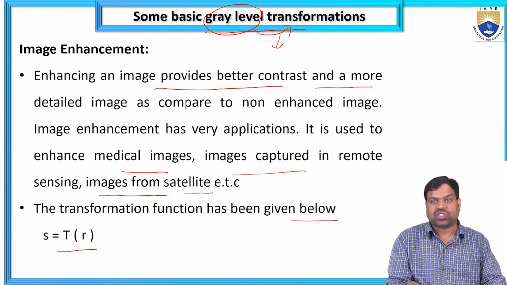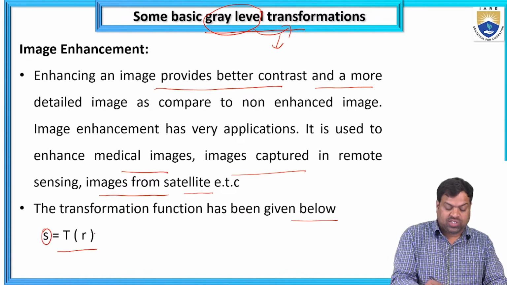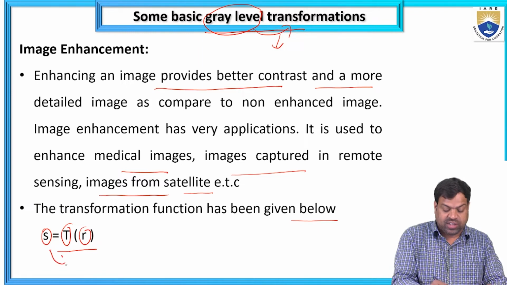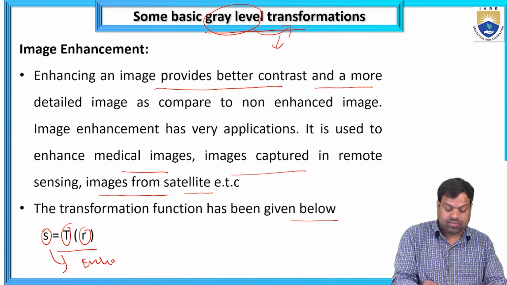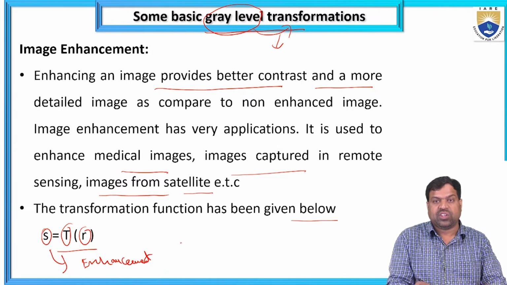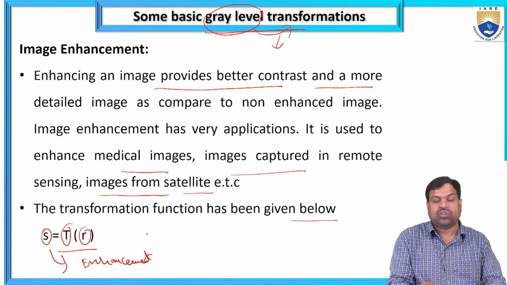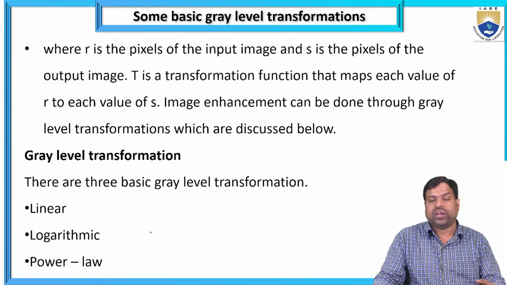So, the transformation function is given: output is equal to T of R, where R is the input. The output S is the enhanced image, and T is the image enhancement technique I am applying. R is the input image, that is, the non-enhanced image.